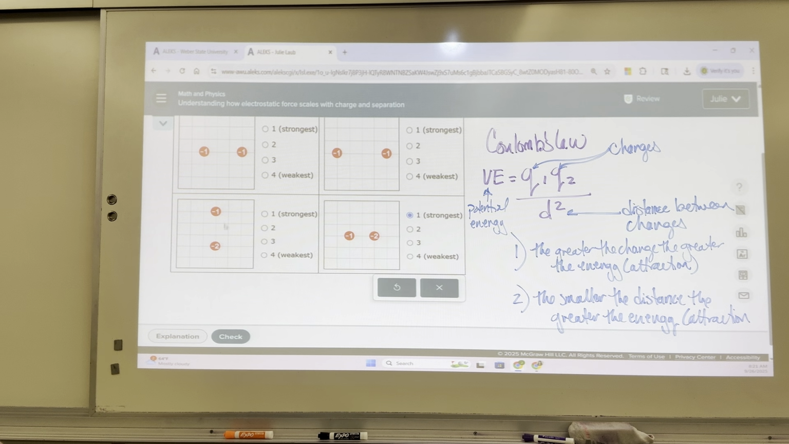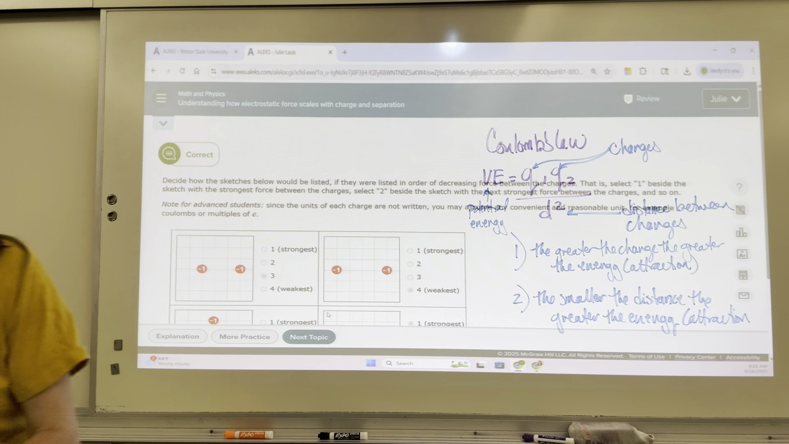This is going to be the second strongest repelling force because it has the highest numbers, but a little bit further apart. And then here we have the smallest numbers in charge, but they're closer than this one. These are the smallest numbers and even further apart. Let's go ahead and check that.